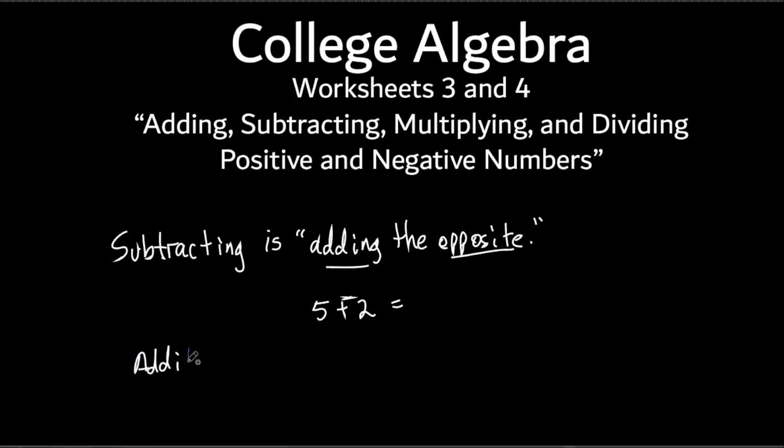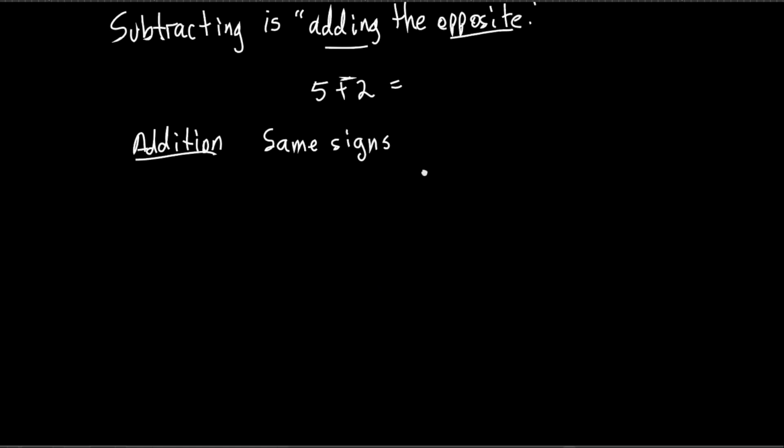okay, so addition. We have 2 circumstances. We have 2 situations. One when we have the same signs, and then one when we have what? Opposite signs or different signs, right? We'll say opposite signs.